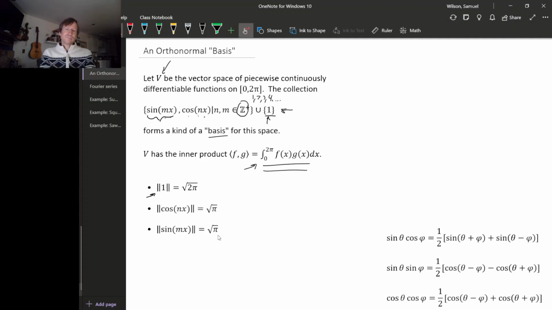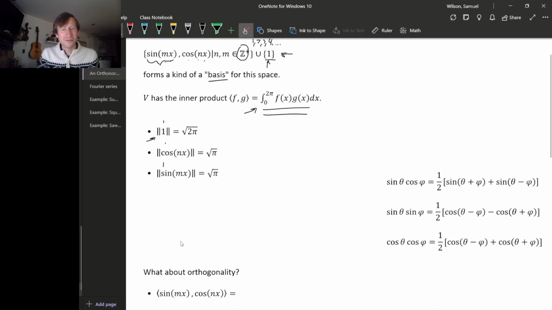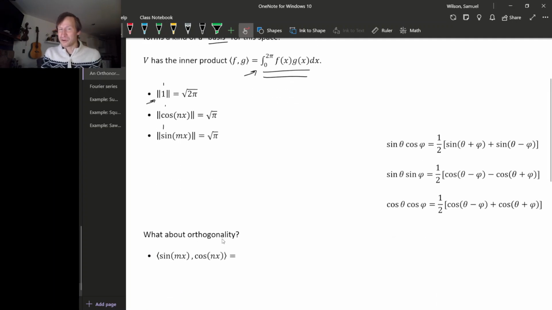All right. Well, we have a basis. We have an inner product. You might imagine that what we should really want, since we have an inner product, is an orthogonal basis, or maybe even an orthonormal basis. If these are going to be our basis elements, we could normalize them just by dividing by their own norm. But we also might want them to be all orthogonal to each other. So what about orthogonality for these basis elements?